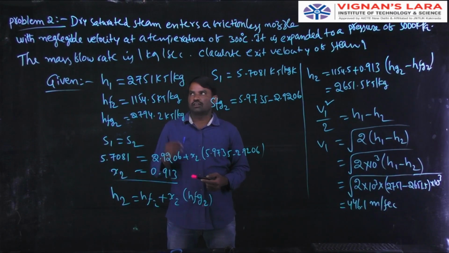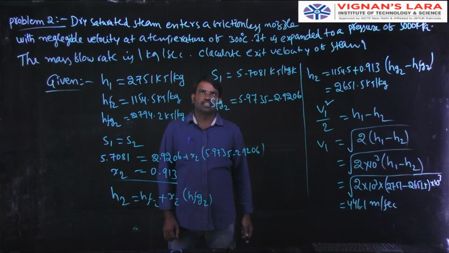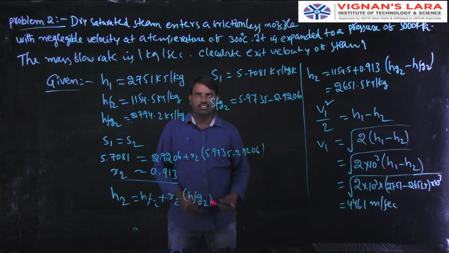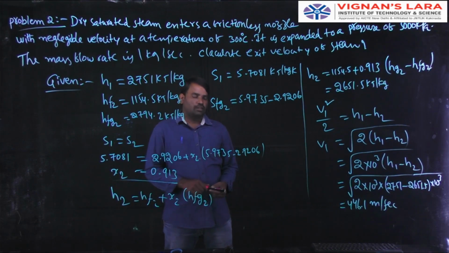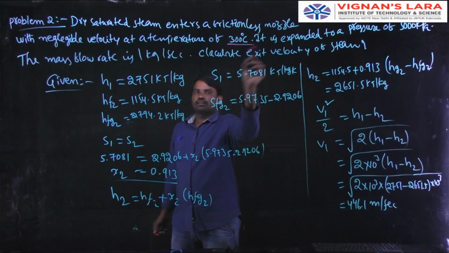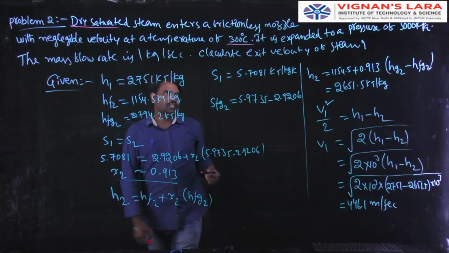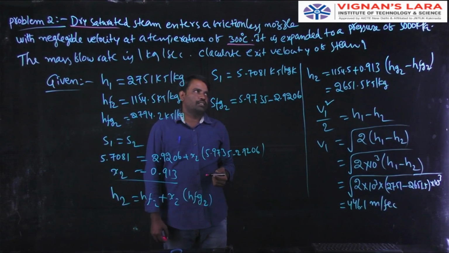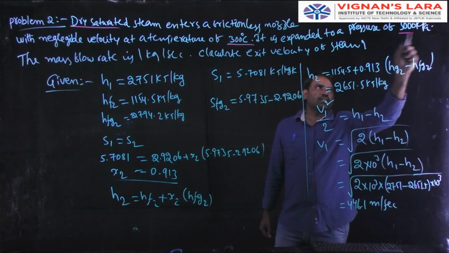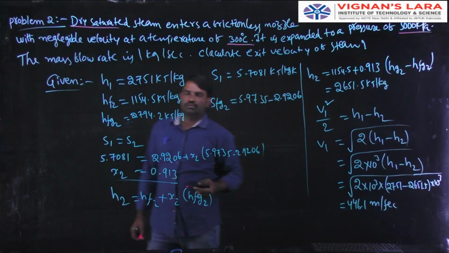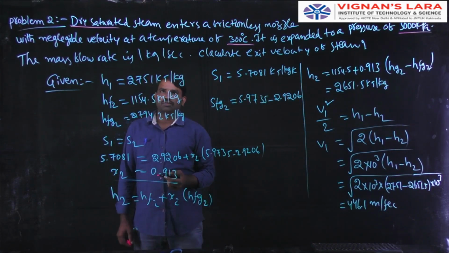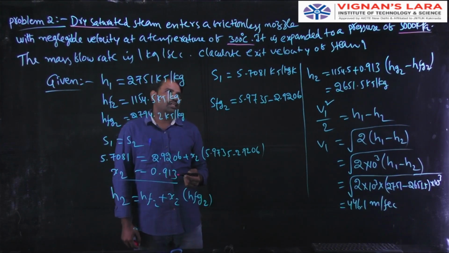Today we will see one more problem on dry saturated steam nozzles. Dry saturated steam enters a frictionless adiabatic nozzle with negligible velocity at a temperature of 300 degrees centigrade. The initial temperature is 300 degrees centigrade and the condition of steam is dry saturated. It is expanded to an exit pressure of 5000 kilopascal and the mass flow rate is 1 kilogram per second. Calculate the exit velocity of steam.